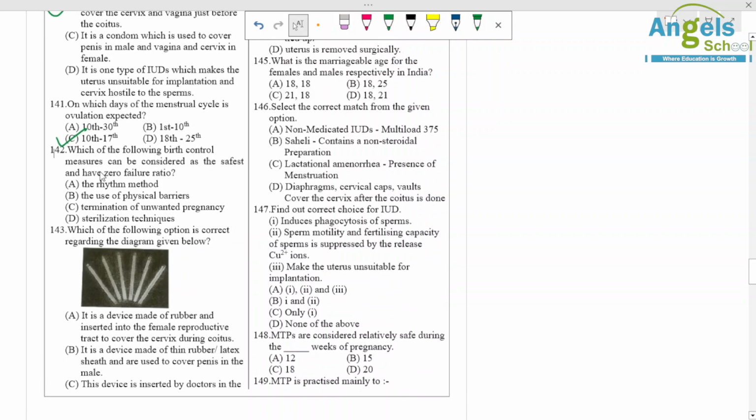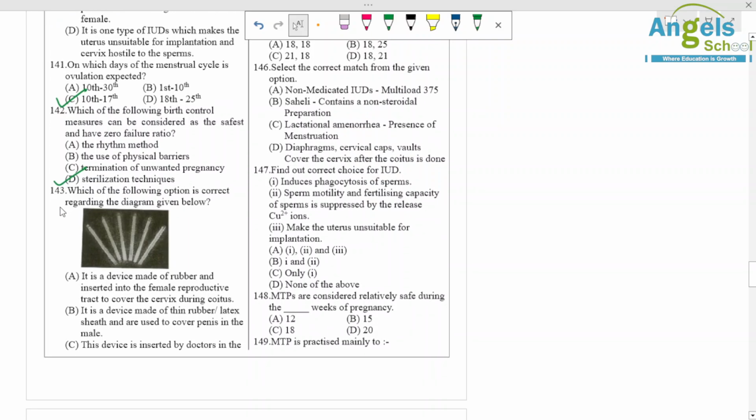Question number 142. Which of the following birth control measures can be considered the safest and have a zero failure ratio? The sterilization techniques, tubectomy and vasectomy, have no failure ratio, or a zero failure ratio.